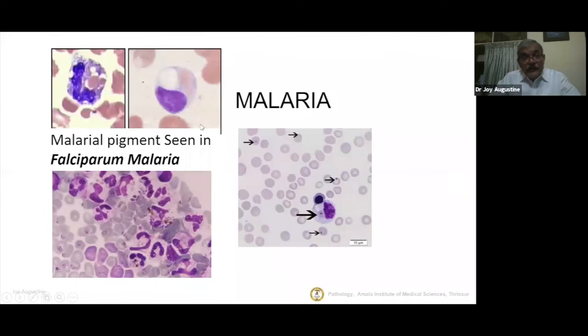Now in malaria, you can see erythrophagocytosis in the neutrophils, in the monocytes. Sometimes these cells do contain the parasites. These red cells will contain parasites, which is why they are actually taken up. So this is also important. This is a parasite inside the RBC, which is actually ingested by the monocyte, and you find malarial pigment.